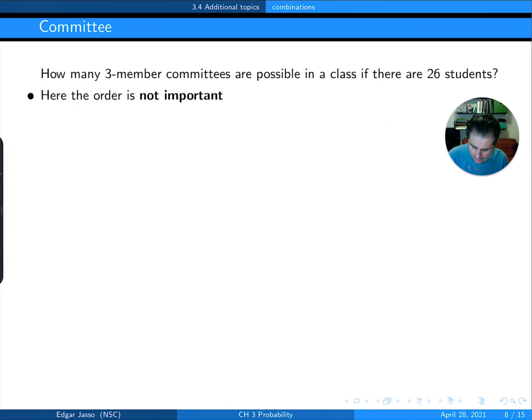All three are going to participate in the same way. So here the order is not important. What I said is that the duties, what they're going to do in the committee, are the same. The order in which we selected them is not going to be important. This is different than in the permutation, where in my example, the first student would work in the commute project, the second in the textbook project, and so on. Here, the order in which they come out is irrelevant.